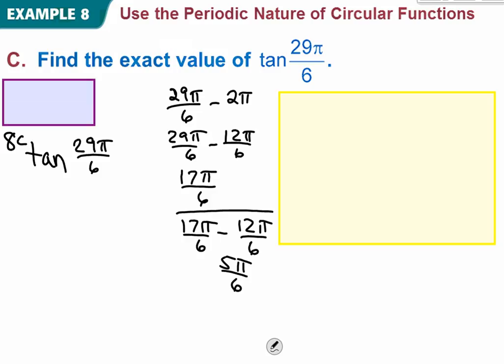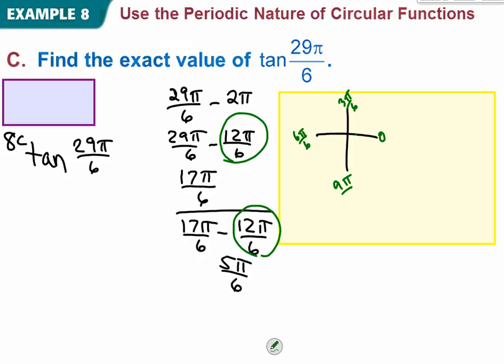So now I'm going to draw my picture. And how many times did I spin in this one? How many full revolutions did I spin? It must have been 2 because I was able to subtract that off twice. So now when I draw it, and now I'll think about where 5 pi over 6 is. So this is 0, 3 pi over 6, 6 pi over 6, 9 pi over 6, and 12 pi over 6. So I didn't have to count all the way to 29 that way.